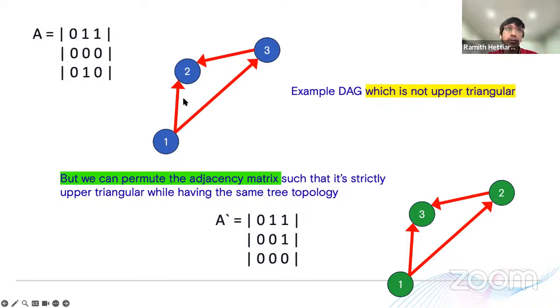Just to recall again, if we have the elements 1, 2, 3, we can permute them. I mean, 3 and 2, we can order them in a different manner such that we just need this part of the adjacency matrix to represent this DAG.